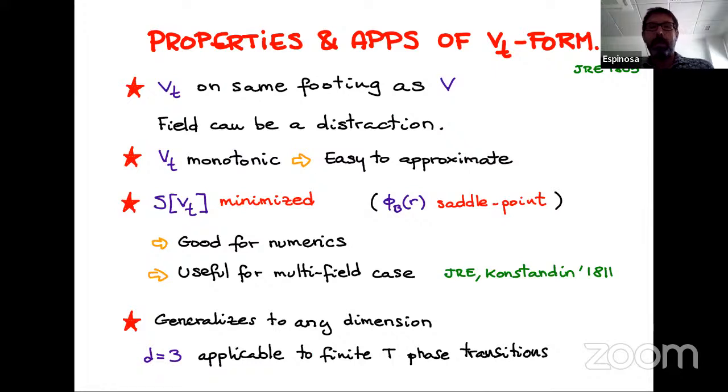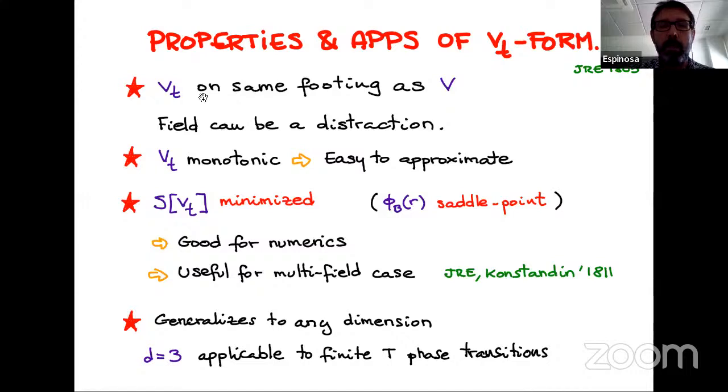Okay. So if not, let me remind you of a few properties and applications of this tunneling potential formalism. One nice property is that this quantity that describes the tunneling is on the same footing as the potential. It has the same dimensions and talks directly to the potential. So you don't need to descend and calculate the field for the bounce. If you are interested in it, you can derive it from the tunneling potential, but sometimes it can be a distraction. You can get the full calculation just dealing with the tunneling potential.